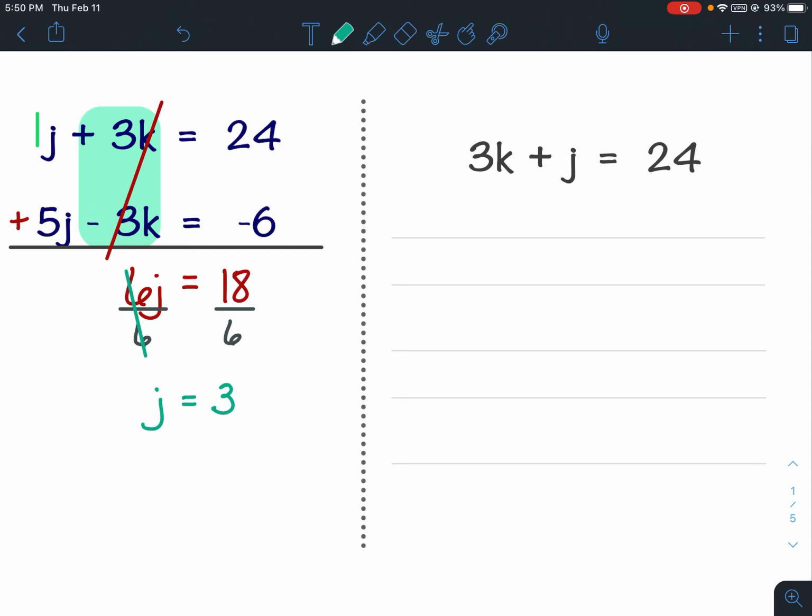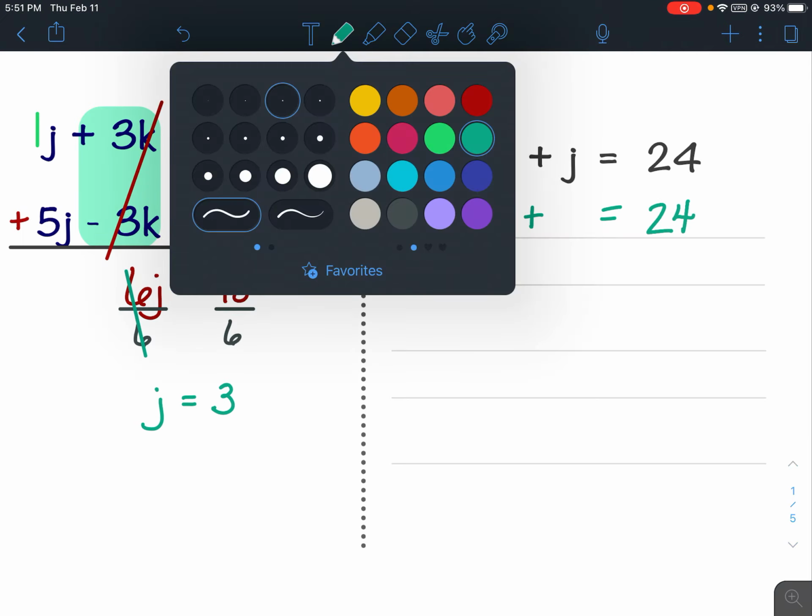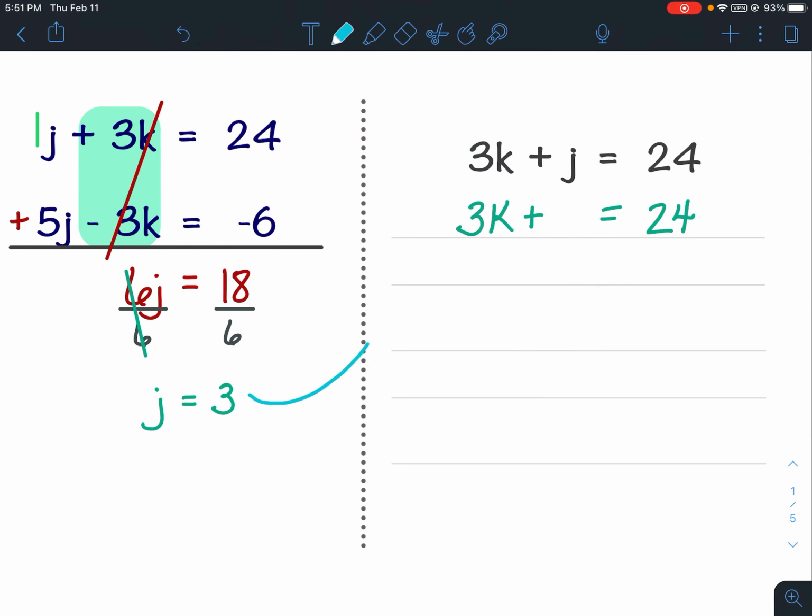So now, normally where the variable is, we would put parentheses. But because j has a positive 1 coefficient, and the number we're plugging in is a positive 3, I'm not going to put any parentheses. In other words, it's just going to be 3k plus, and then we'll fill in the j in a moment. So I'm going to fill in the 3 for this j.